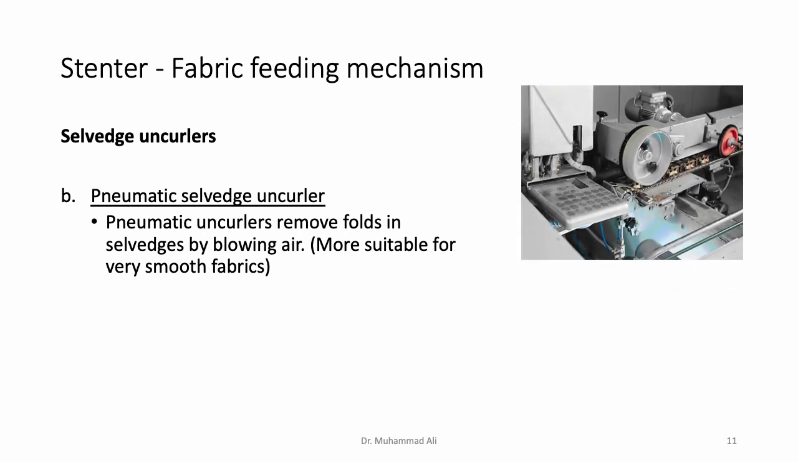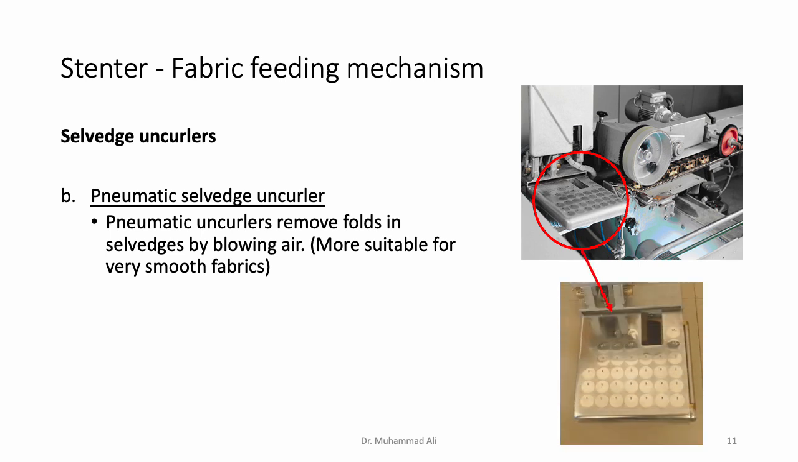So that's the structure of a pneumatic selvage uncurler. It's actually only this plate over here, which is a pneumatic selvage uncurler. The other parts that you see in the image are the components of the gliding mechanism. So a closer look. This plate consists of these nozzles. You can see these nozzles over here, from which high pressure air is blown onto the fabric selvages, and so the creases are removed.